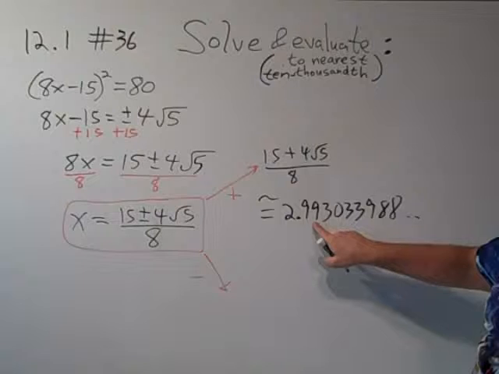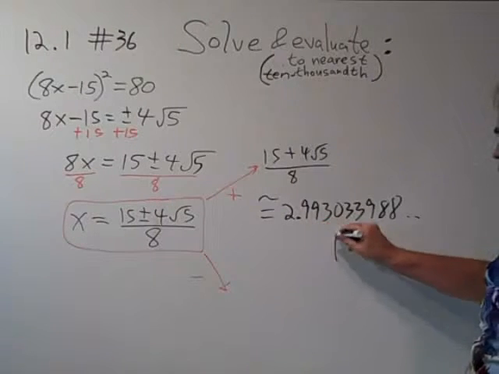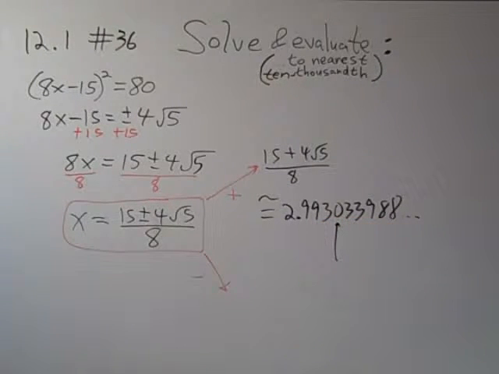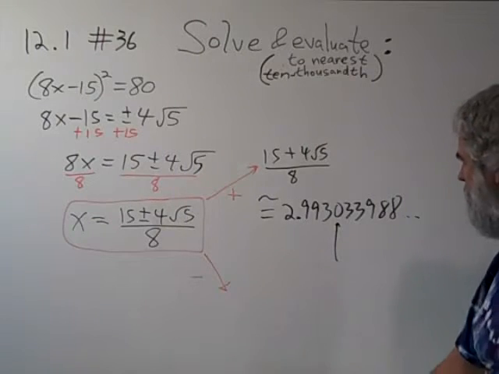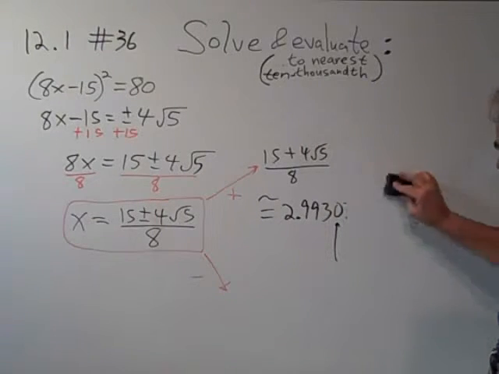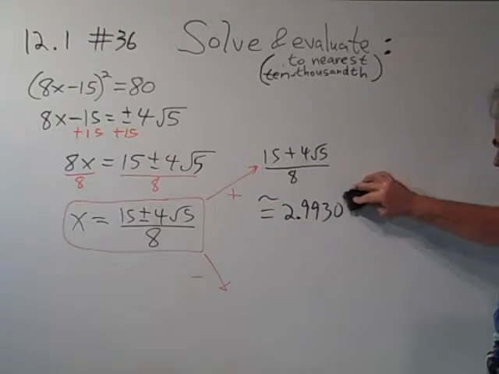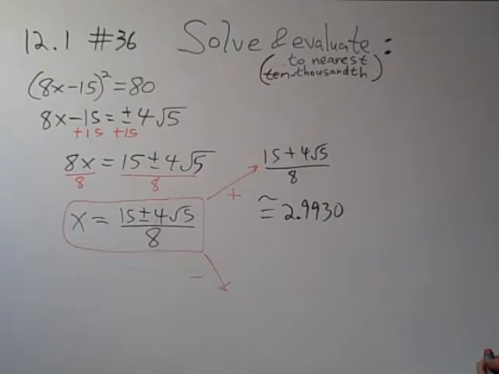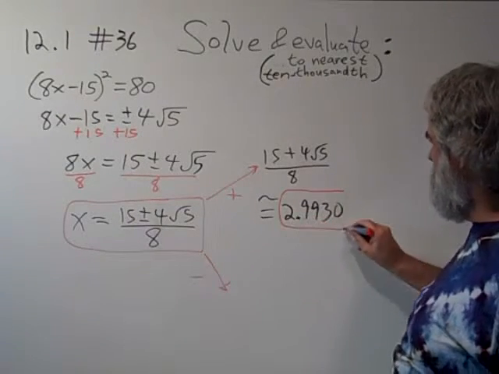So tenth, hundredth, thousandth, 10,000th. The next digit over is just a 3, less than 5, so we can truncate it right there. We don't need to round up. And this is our solution to the nearest 10,000th.